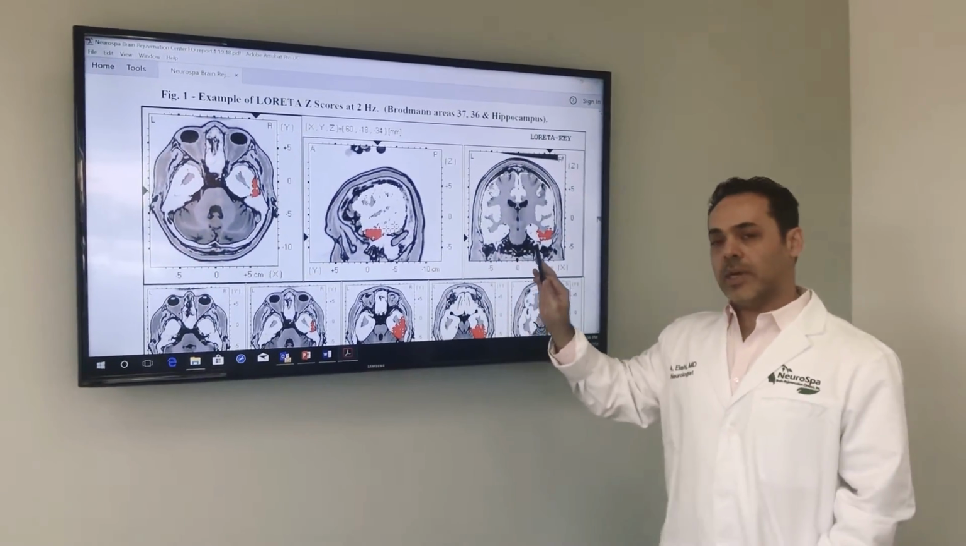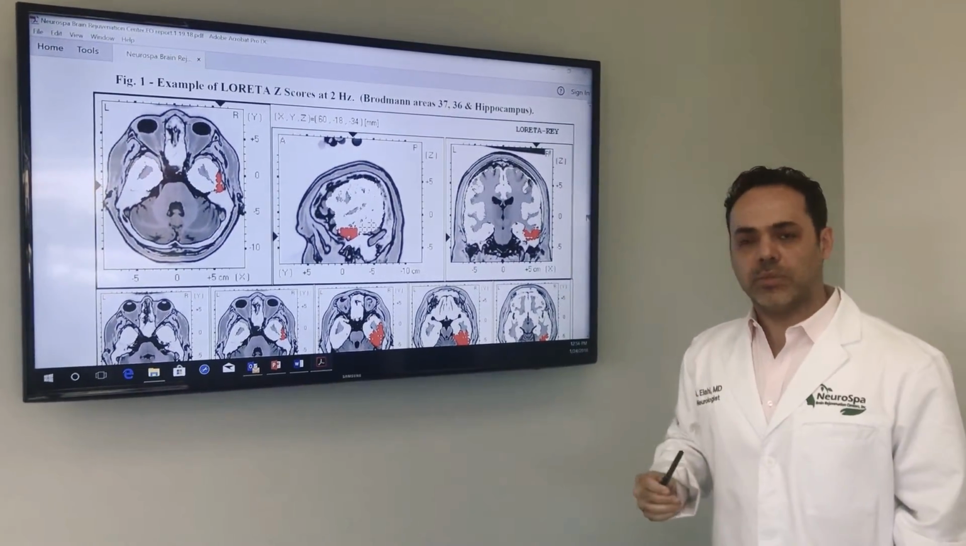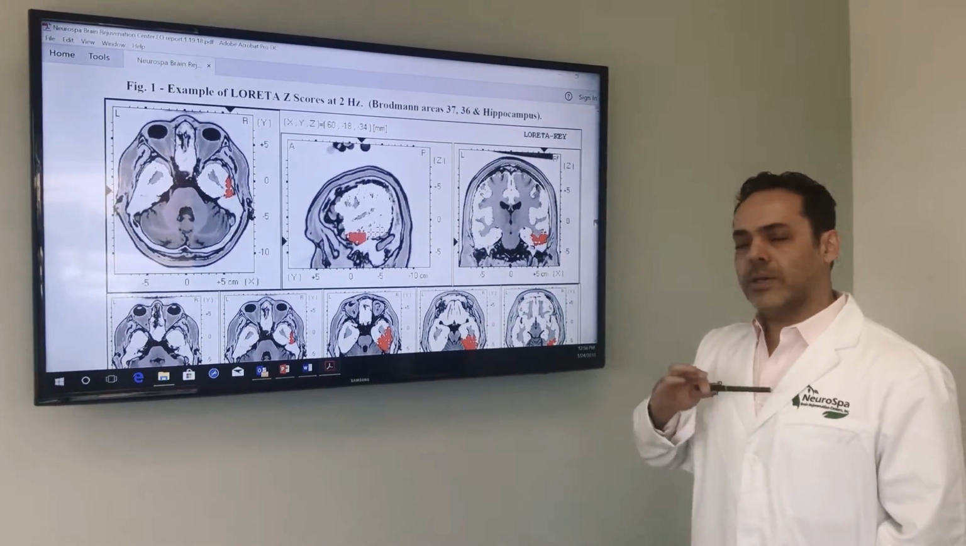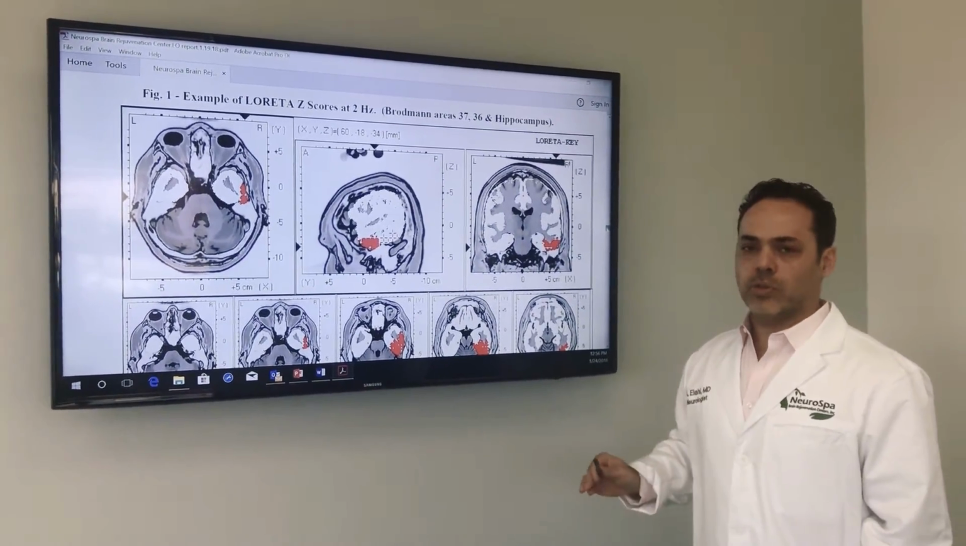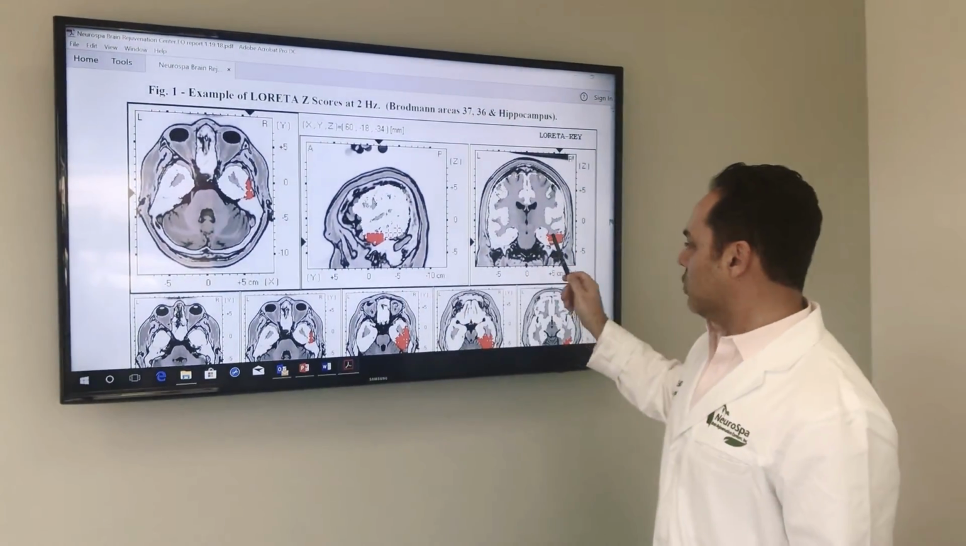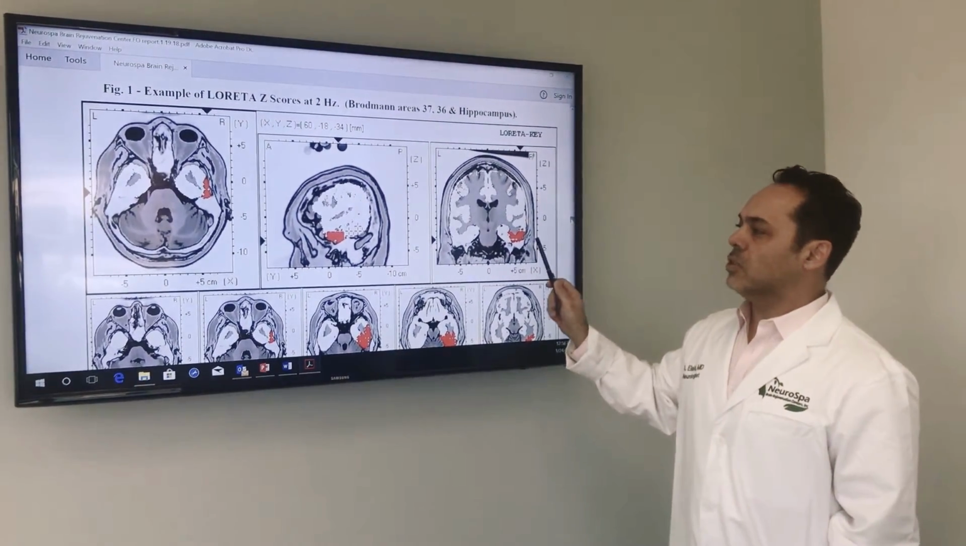Now this is not an MRI image. This is an image that was produced following quantitative EEG and brain mapping using Z-scores. And this was done without any radiation, any exposure to any kind of X-ray. And we're able to identify the actual electrical disturbances in the brain. So this is a person who sustained concussions.